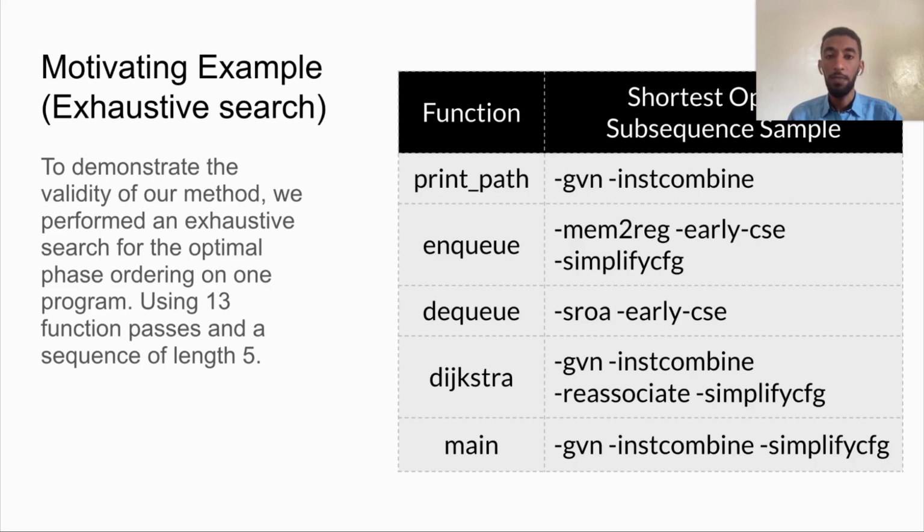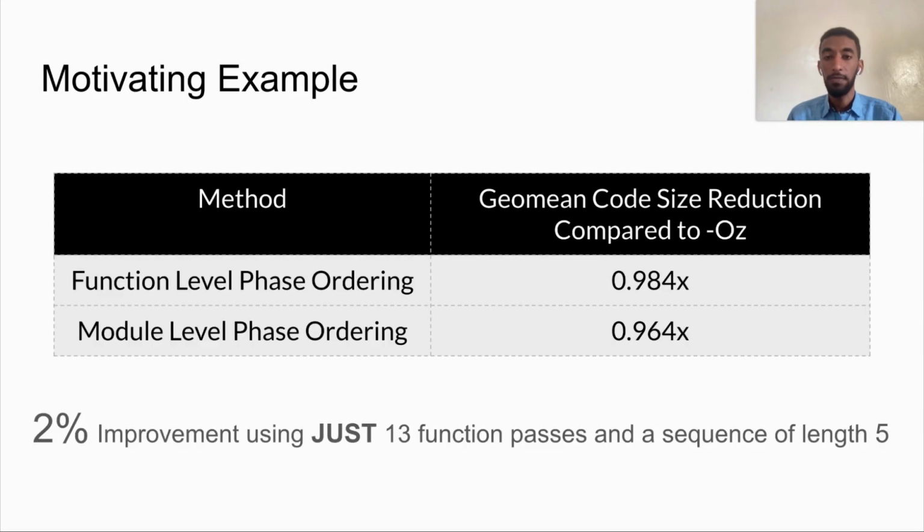To motivate this new approach, we performed exhaustive search on a single module with 5 functions and using 13 function passes with an optimization sequence of length 5. The search was carried out on the module level and function level. As you can see from the table, the results show that different functions benefit from different optimization sequences. Furthermore, some functions benefit from the same set of optimizations but in different order. The function-specific phase ordering was able to achieve 2% code size reduction improvement over the module level.